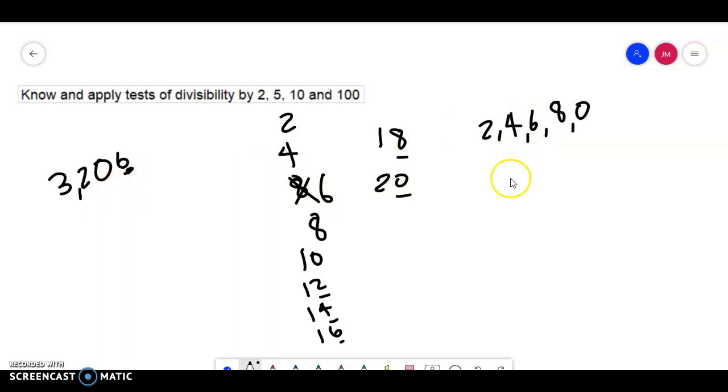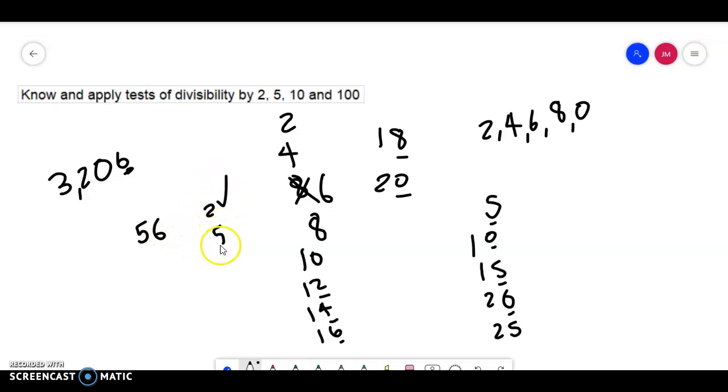Now, 5. If you count by fives, you should be able to see that the pattern is it always ends in 5 or 0. Always. So if I have a number like 56, can I divide that by 2? Yes. Can I divide that by 5? No.